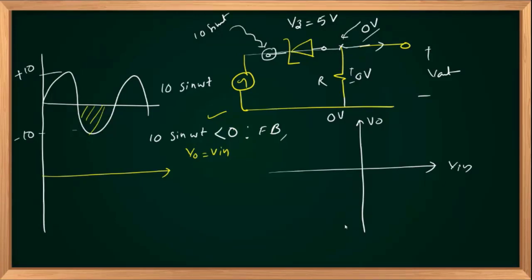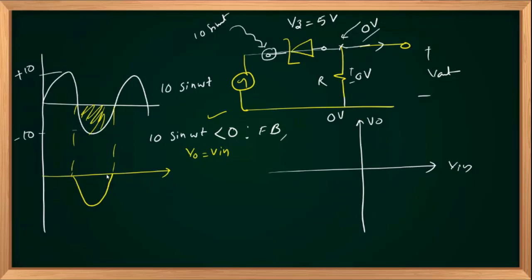Okay, thank you. Let us continue. V out equal to V in when V in is less than 0. So my output signal will be same as my input signal when V in is less than 0, or 10 sin omega t is negative.